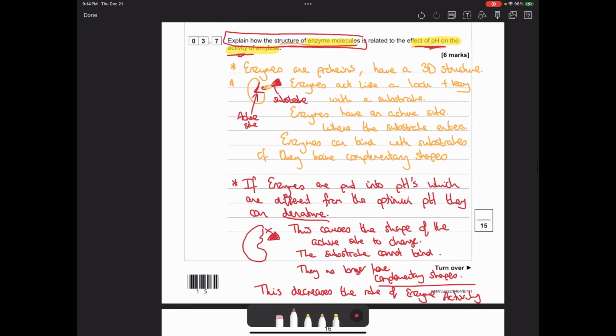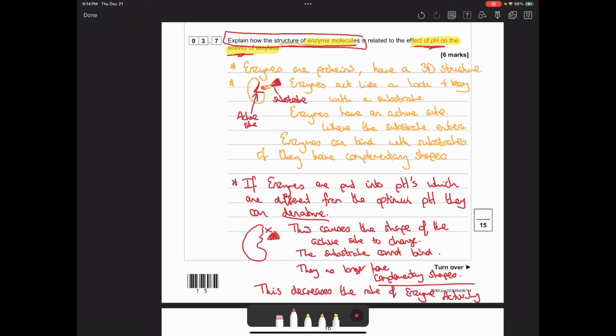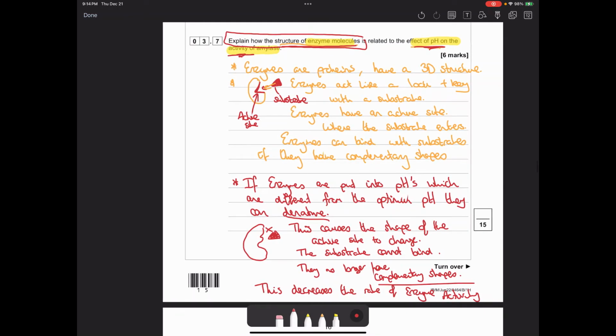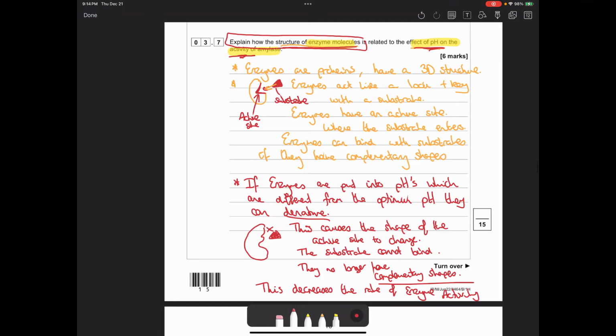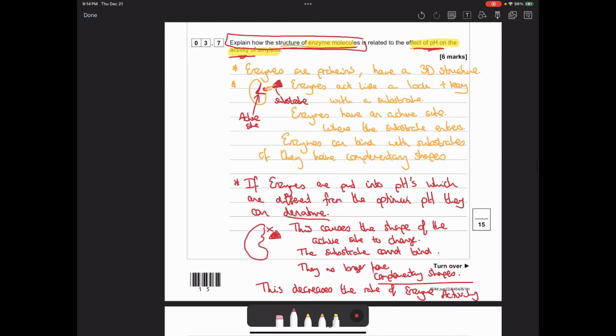So, in this question then, explain how the structure of an enzyme molecule is related to the effect of the pH on the activity of amylase. Start off by describing your standard lock and key enzyme model and how it would normally work, and then break it down onto the effect of the pH. You know that it denatures. It's the same principle with changing the temperature. If it gets too hot, it also denatures. Okay, so that is how I would tackle that 6 marker.